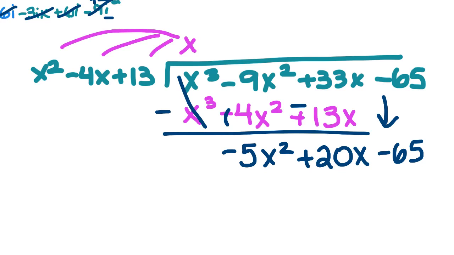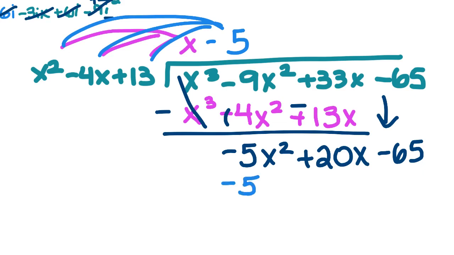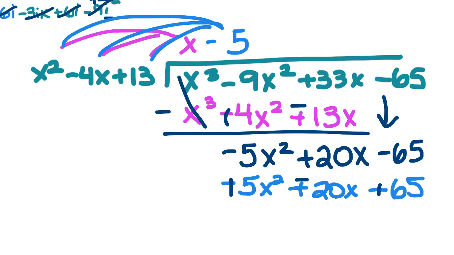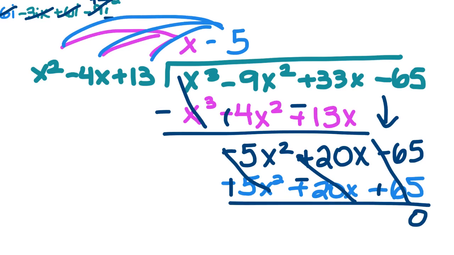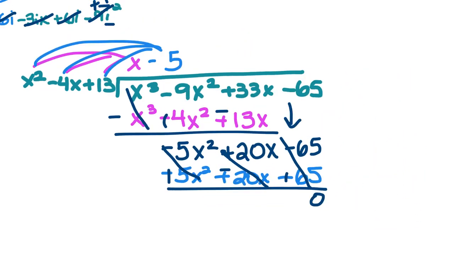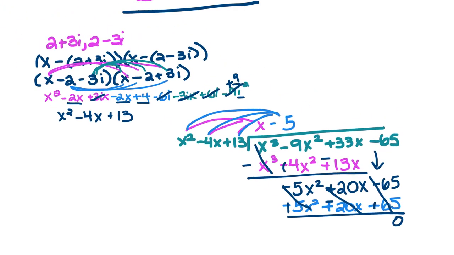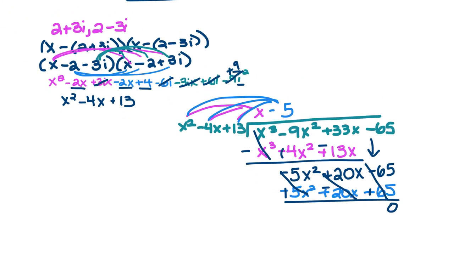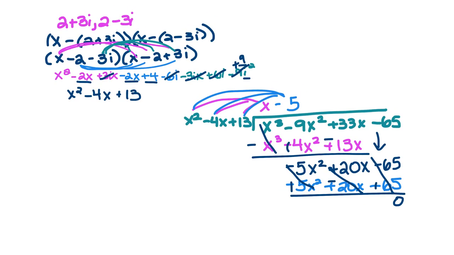And then I have to multiply x squared by negative 5 to get to negative 5x squared. Multiply that by all three on the outside. I get negative 5x squared, positive 20x, negative 65. Change your signs and add: cancels, cancels, cancels, just like it should. If it doesn't give you a remainder of 0, then again, you know you did something wrong. Okay, so now we've got our last factor, which is that x minus 5. And from there, you would know that your remaining root would be positive 5.